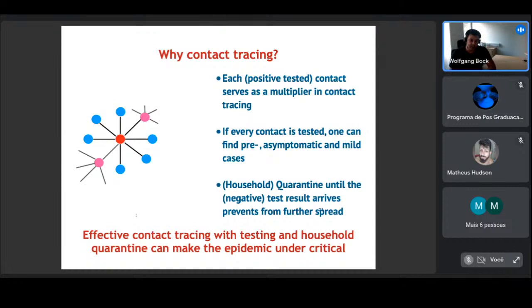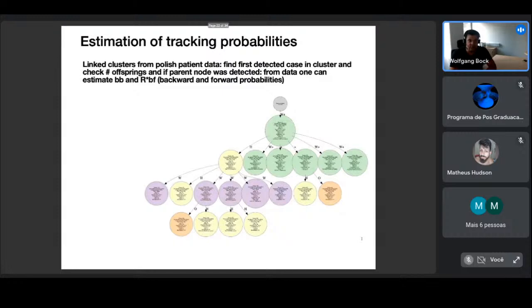And then you have a household quarantine until the negative test result arrives. That's what we have here in Germany. So with this household quarantine, you take the person out of the system, and effective contact tracing really can put the epidemic under control. And that's what we also saw when we checked the data that we had. So you have some contact trees, where they are coming from. You have different colors, and all of this tells you when the person was hospitalized, when he was tested, when there was a positive or negative test result, and so on. It's a very nice data set. We are unfortunately not allowed to give it out at the moment due to data protection reasons, but we will make a test set that people can also try.